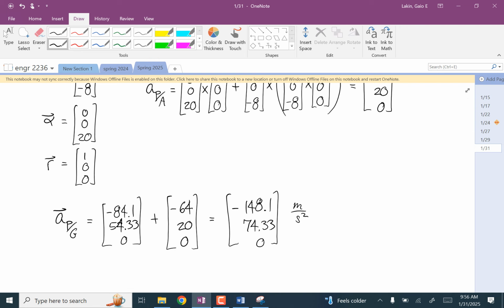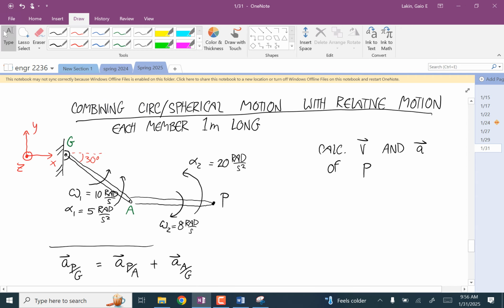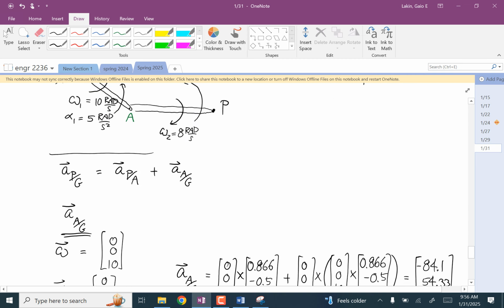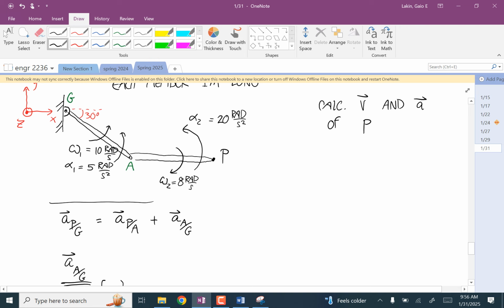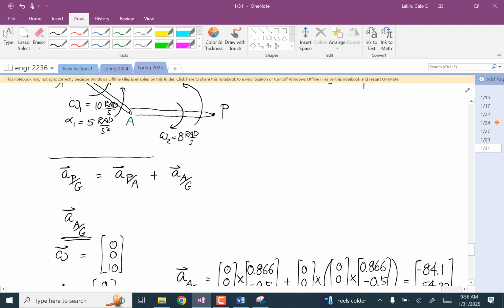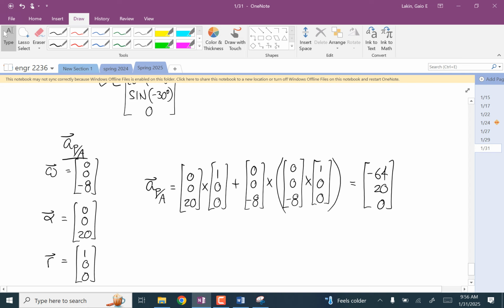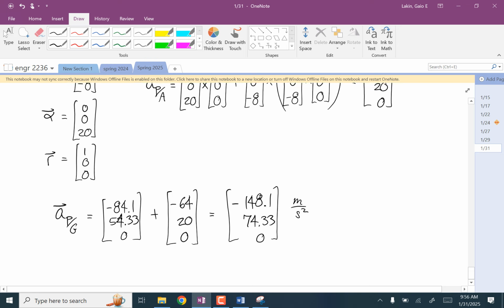Okay, so you can see how naturally this comes about in machines, robotics, all sorts of stuff. When you have multiple members connected by joints, you're using circular motion to figure out accelerations of the joint, and then you're using relative motion to figure out the total acceleration of the thing at the end. Okay, that's all.